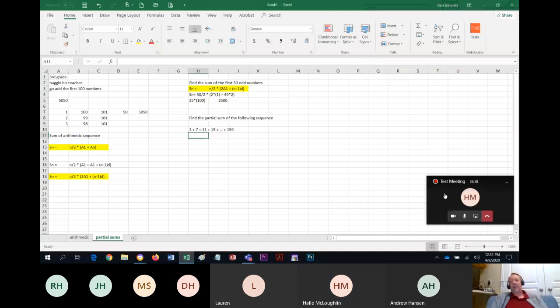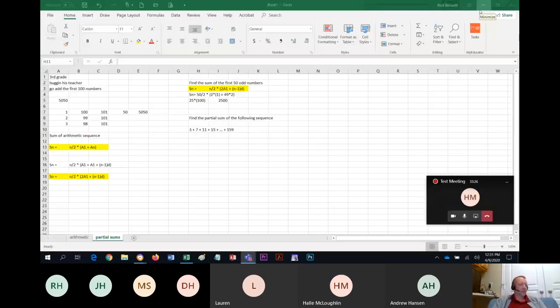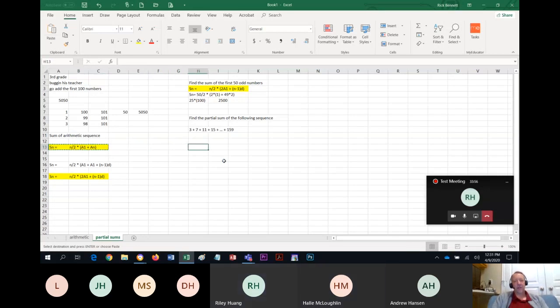So after Michael, it must be Riley's turn, I think. Riley, can you help me figure this out? I'm not completely sure where to even start with this. No idea? Oh, it's on the page. One of these equations will help us, right? Do you just use the 3 and the 159? So are you using this formula here? Yeah. That's a good formula to use.